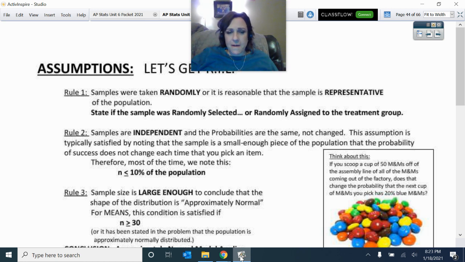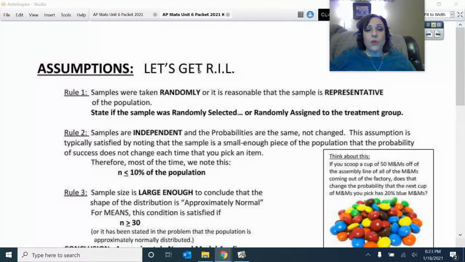All right, so we just finished talking about the amazing thing about the central limit theorem and showing you that there are some stipulations that have to occur for that sampling distribution to be distributed approximately normally. Okay, so here we go. Here are the things. What we need to do is we are going to get real.